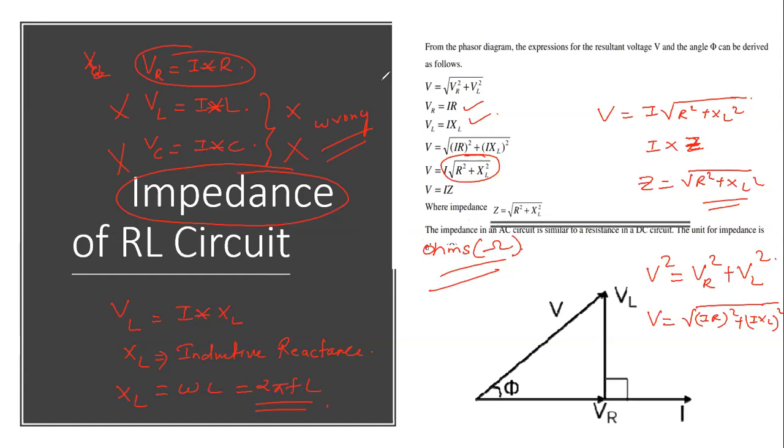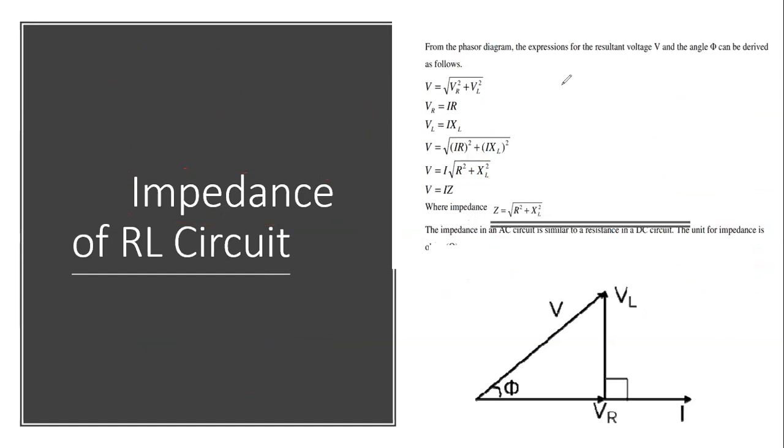Okay. Any problem here, students? You can go through this. I'll clear this part. You just have to use this right angle triangle and use Pythagoras theorem to find out the value here.